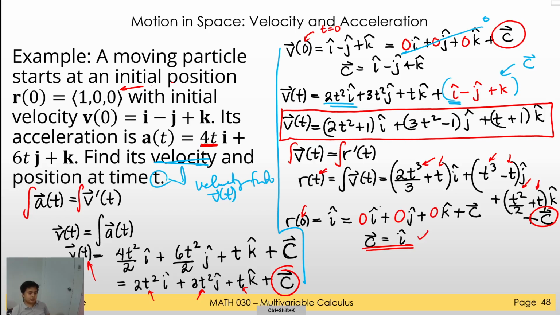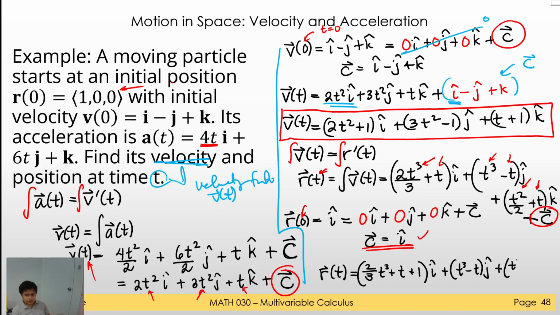So what's next? Therefore, we can go back and add the c vector to our position vector. So your r vector of t, right, forgot to write the vector here. Since this is just i, now we can just add this to our i. So therefore, your r vector or your position vector is 2/3 t cubed plus t plus 1 i hat plus t cubed minus t j hat plus t squared over 2 plus t k hat. So this will be your position vector.